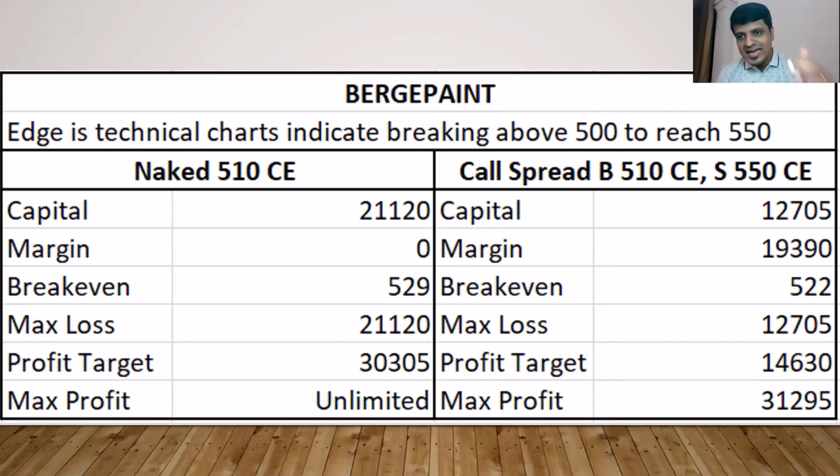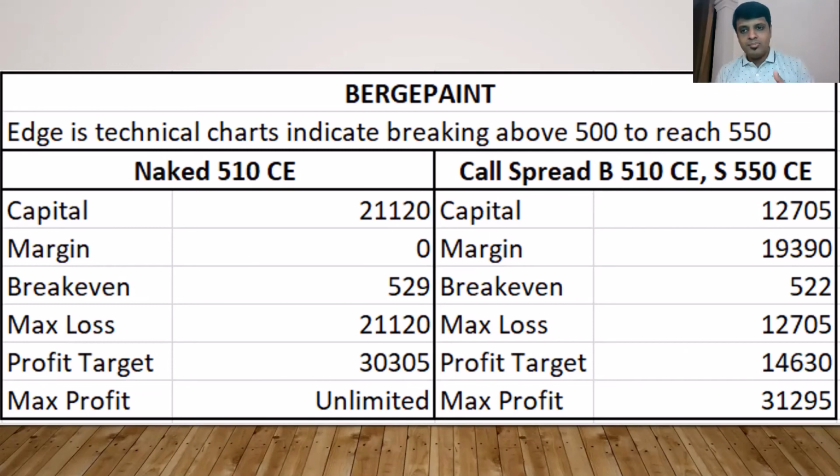If I go with the naked 510 call, the capital that I had to pay is about 21,000 based on Friday's numbers, but my break even is 529. So I really have to cross 529 for me to see an actual profit. The maximum loss is I could lose the entire 21,000. The profit that I worked out at 550 at the end of the week is 30,000 rupees. Very good. I pay 21, get 30 back. Great. And the maximum profit is unlimited. What if it goes to 600 or 700 or 800?